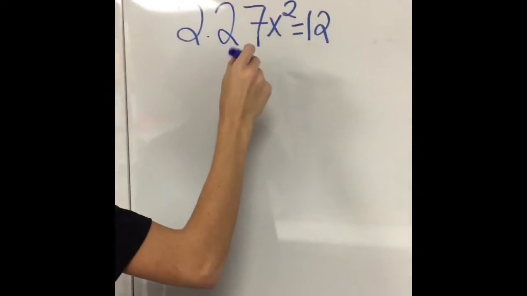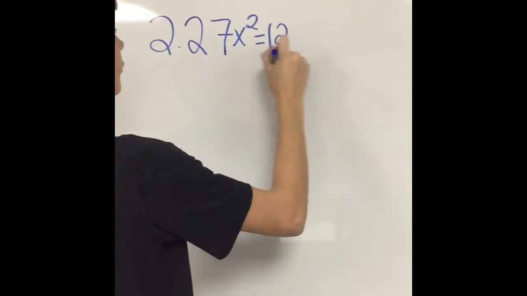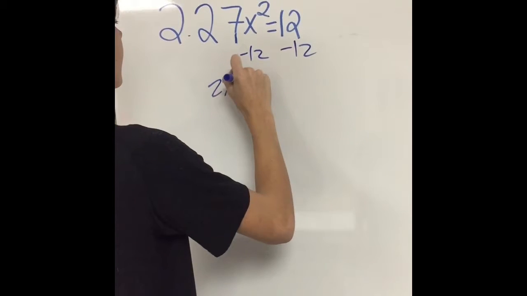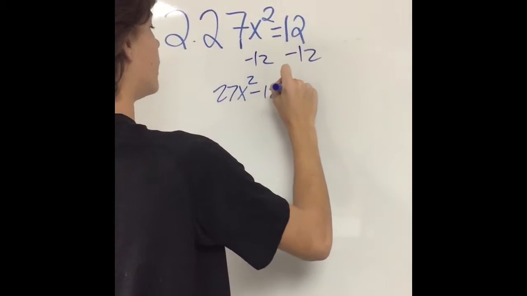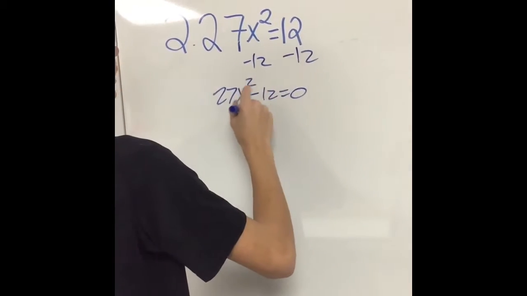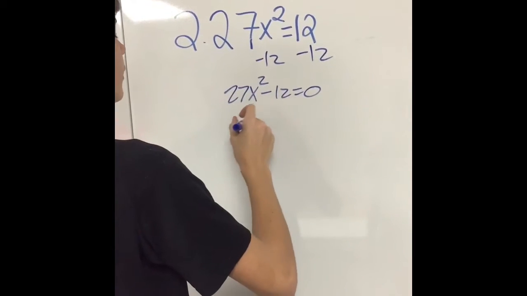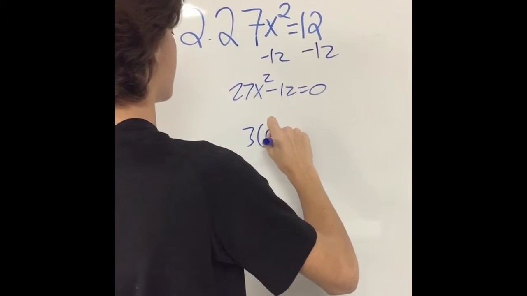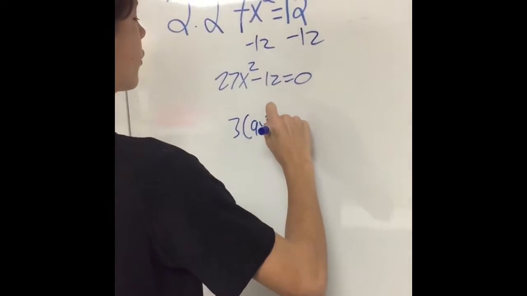Factoring, and what you guys are going to want to, once you have this problem, 27x squared equals 12, you guys are going to want to subtract 12 from both sides. That way you can have it equal to 0. So then you'll have 27x squared minus 12 equals 0. Then you're going to want to take out a GCF of 27 and 12, and the biggest GCF is 3, so you're going to take 3, and that's going to leave you with 9x squared minus 4.